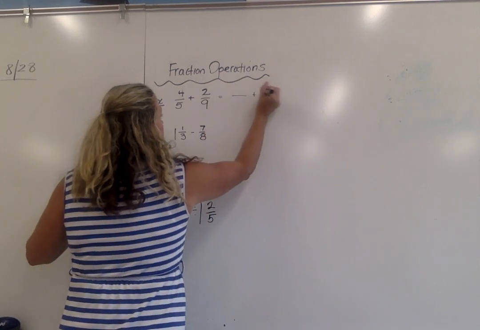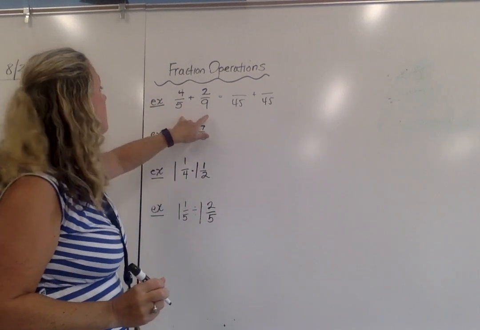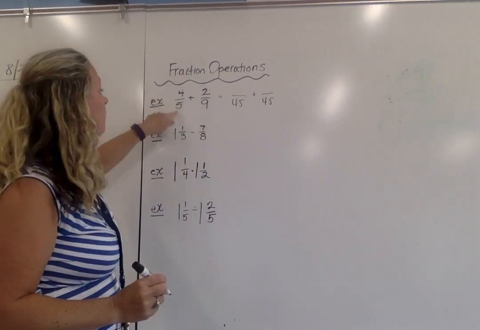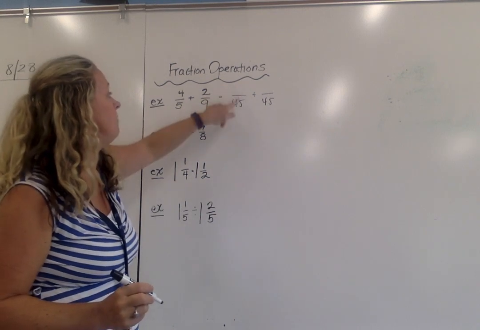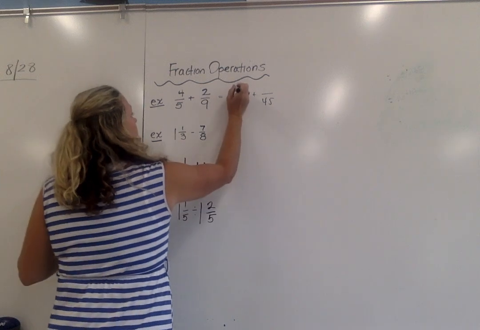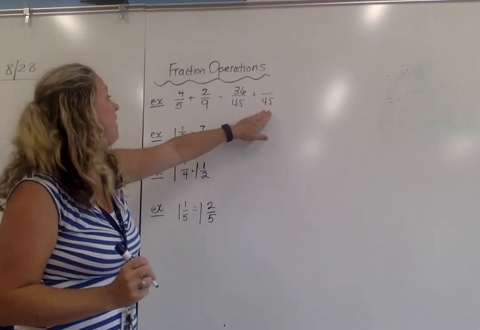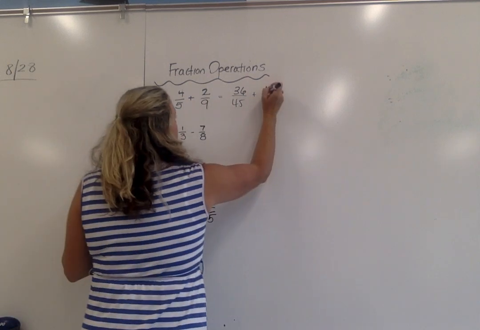In this case, this common denominator is 45. I need to create equivalent fractions with a denominator of 45. So 4/5, I'm going to ask myself, how many 45ths? This is multiplied by 9, so 4 times 9 is 36. 9 times 5 is 45, so 2 times 5 is 10.